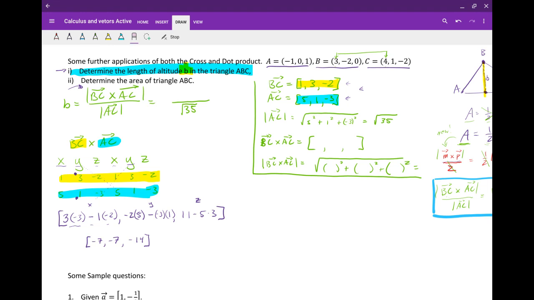And so there it is. -7, -7, and -14. And basically, what I do is I stick those guys in there and I figure out their magnitude.